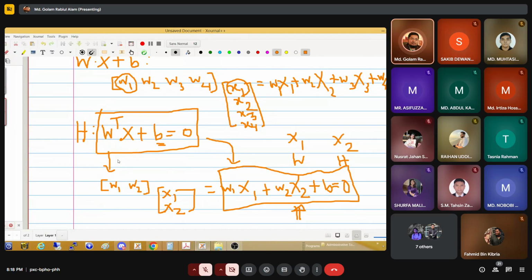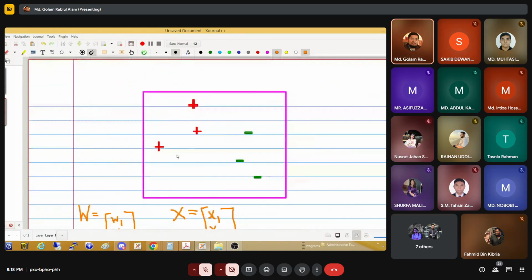So now consider that our two-dimensional data points are like here. This is the two-dimensional data point, and we want to find out the separator. Okay? So two-dimensional, the weight is given, and we want to find out the separator. The separator, as I already mentioned, maybe we can consider this one as the separator.